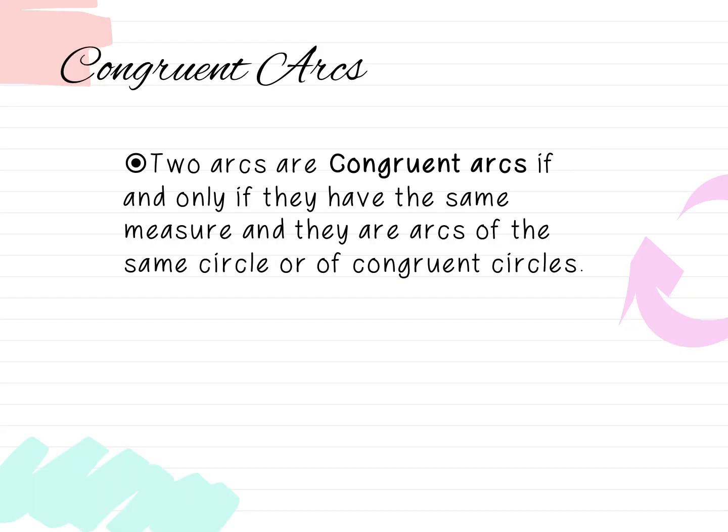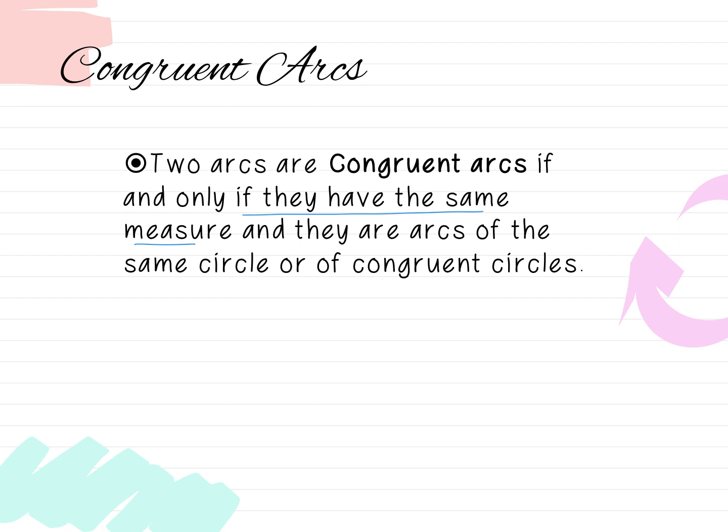So here we've got the question now about congruent arcs. So if we want to know if two arcs are congruent, that means that two arcs are the same size. That's going to be a little bit different. Two arcs are the same size if they have the same measure and they are arcs of the same circle or of congruent circles. So if they have the same degree measure, yes.